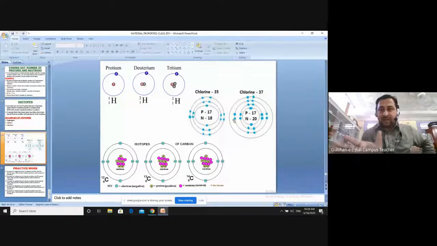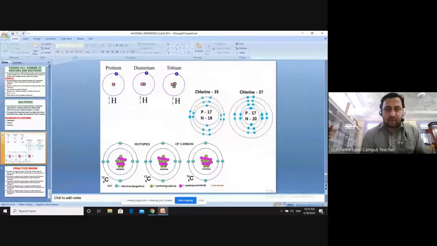So they are again the same elements, but they have different atomic structures. Let's see the third one. These are the isotopes of carbon. Carbon has 3 isotopes, 1, 2, and 3. Like hydrogen, carbon also has 3 isotopes. Look at its center. The positive particles are the protons, and these pink particles are the neutrons.